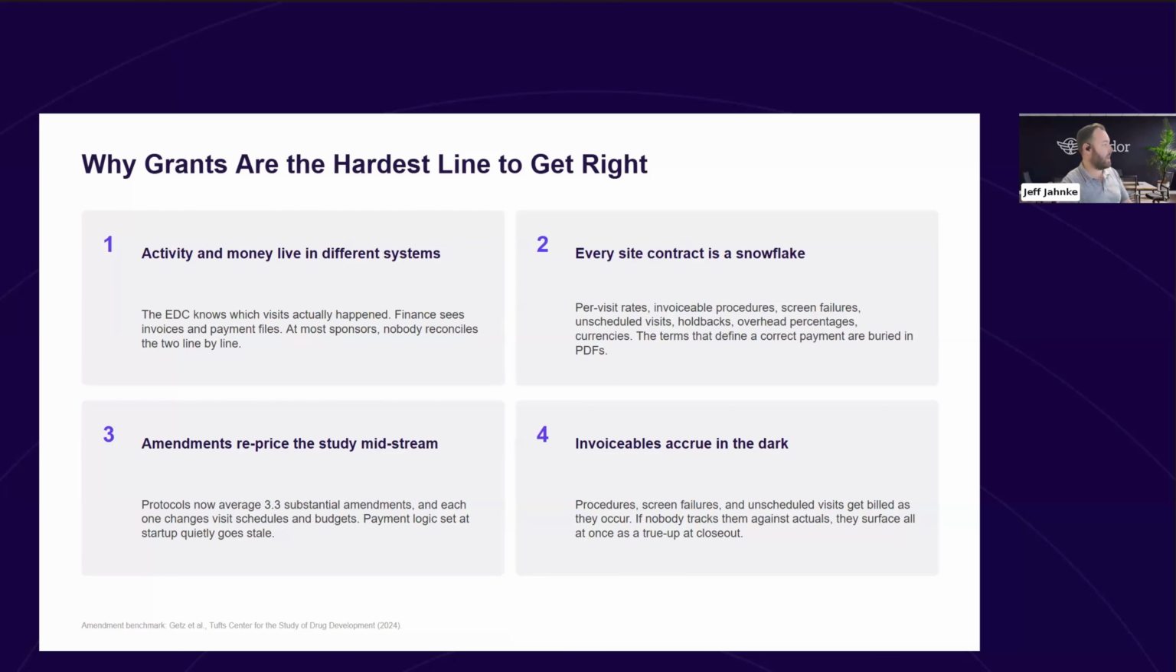The EDC knows when visits happened. Finance only sees the invoice and the payment files. The second challenging thing is that every site contract is a bit of a snowflake. The rates themselves, the invoiceable procedures, what they're charged for unscheduled visits, holdbacks, screen fails, caps and ratios, currencies, overhead percentages, all of these items are buried in PDFs.